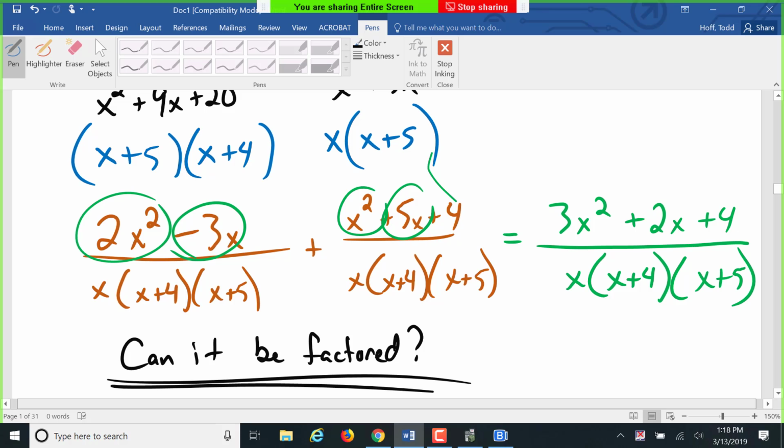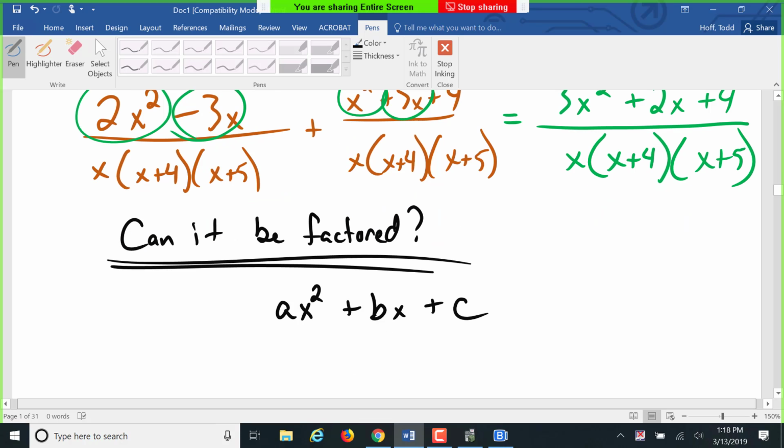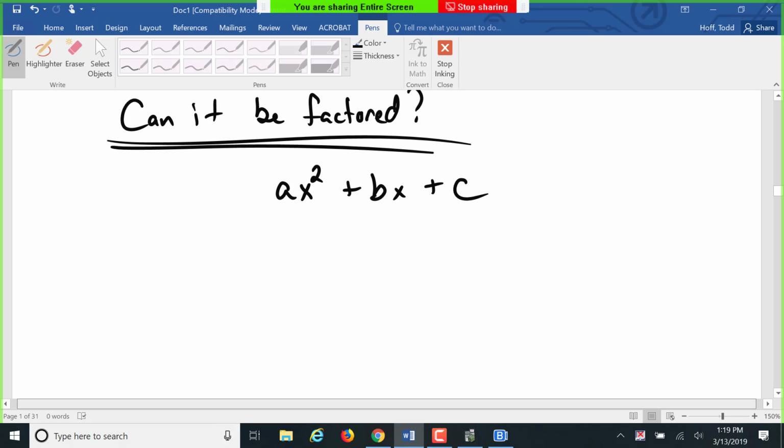I'm going to do a little foreshadowing. I'm jumping the gun on this by about 2 weeks. But how can you tell if a trinomial can be factored? So if it's of the form ax squared plus bx plus c, if you take the square root of b squared minus 4 times a times c, if that is a whole number or an integer, it can be factored. If it's not an integer, it can't be factored.